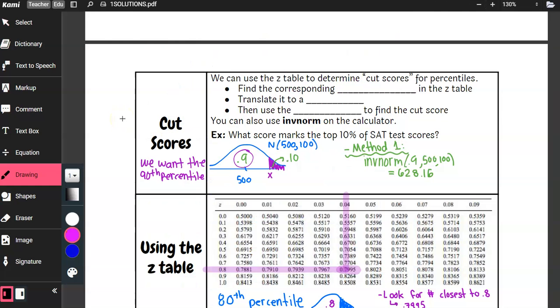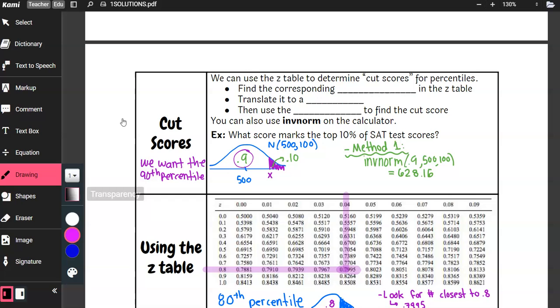And finally, we have this idea of cut scores. It is kind of the opposite of what we just did on the last example. On the last example, they gave us certain scores and we found the area, but now we're going backwards. We know the area now. Now we need the score or the value here.